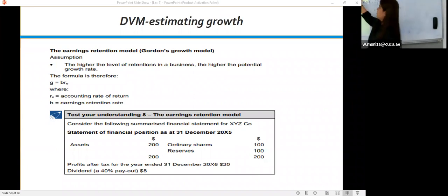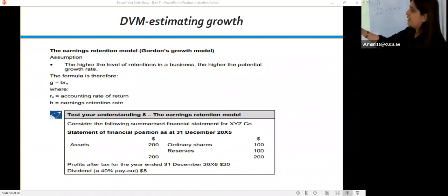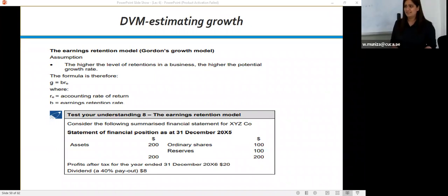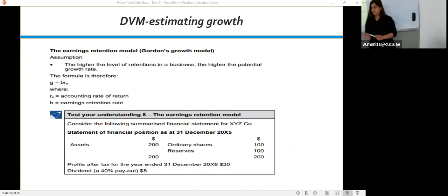Now we have to see the earning retention rate, that is B. They say a 40% dividend payout. Students, if the dividend payout rate is 40%, the retention rate is 60%. If dividends are being paid at 40%, it means the company is retaining 60%. So simple: G is equal to B, which is 60%, and RE we have calculated as 10%. How much is it? This is going to be the growth rate in 2007. 60% into 10%, 0.6 into 0.1, is 0.06, that is 6%. Growth rate is 6%.